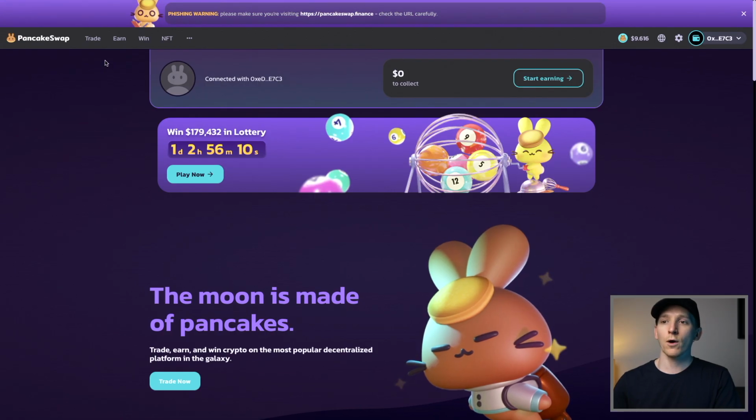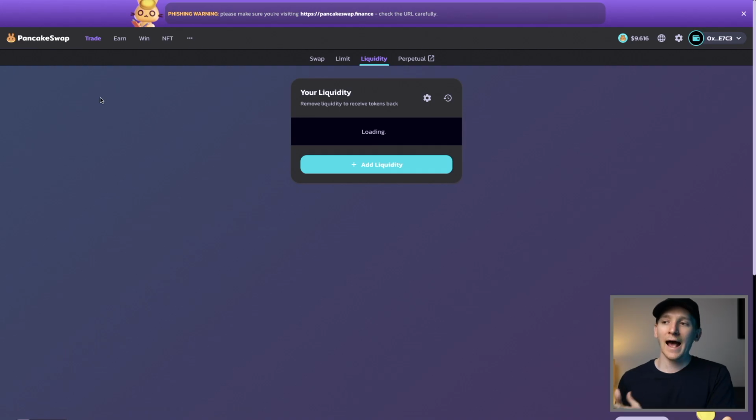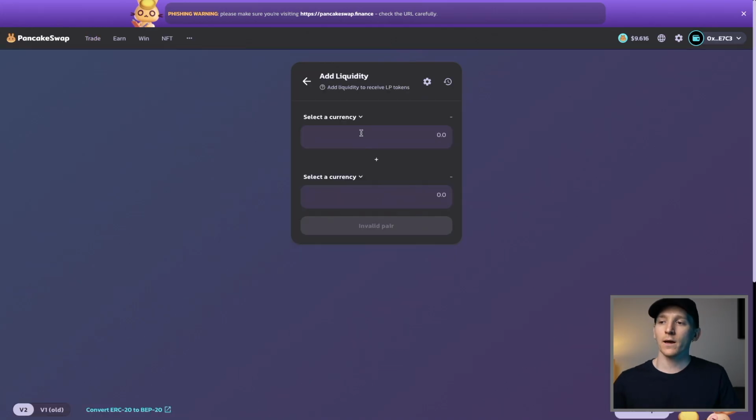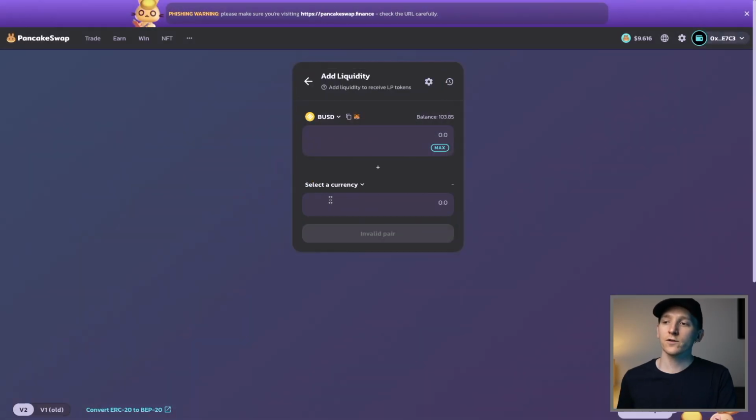But what we want to do is come over to trade, and then we need to come over to liquidity. So we're going to add our liquidity onto the platform. See, I haven't got any liquidity on here right now, but I'm going to click on add liquidity. And then I'm going to select a currency. Now I've got some Binance US dollar in my account, as you can see right here, about $103. So I'm going to click on that, and then I'm going to select the other currency.